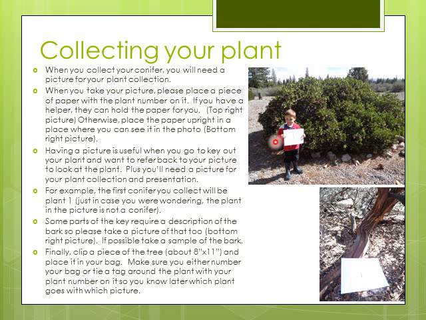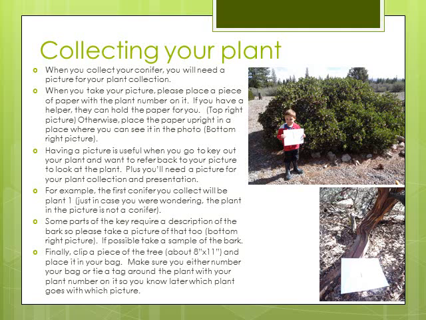The reason that we do the number is because it's easy to forget which plant goes with which collection once you start getting several different plants and moving on through the course. So this number here helps you make sure that you don't lose track of what plant you've collected. Having a picture of the plant is also useful when you go to key out your plant and you need to look back at what the overall plant looks like. And you'll be putting this picture in your final digital plant collection and presentation. So for example, the first conifer that you collect is going to be plant number 1. The second conifer you collect will be plant number 2.